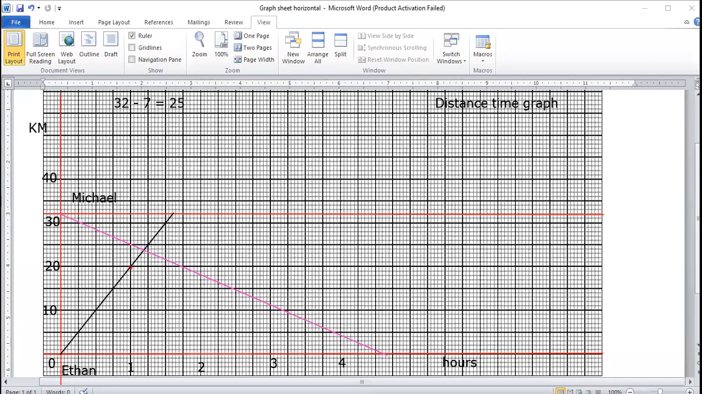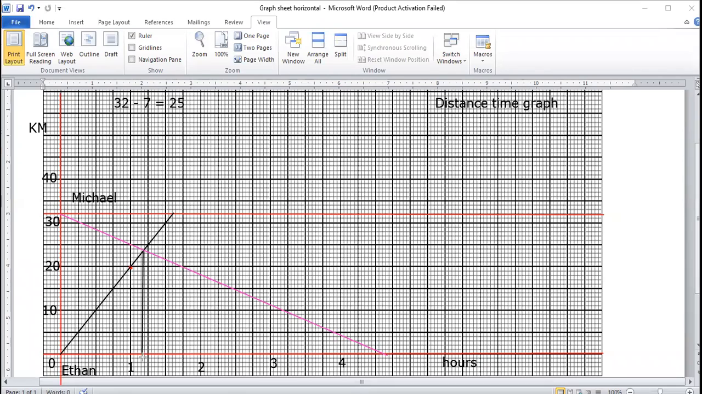The key part of the question is asking, how long will it take for them to pass each other? This is the point where they are passing each other. See, I'm connecting it over here and bringing it till this point. So this is the time which I have got over here.